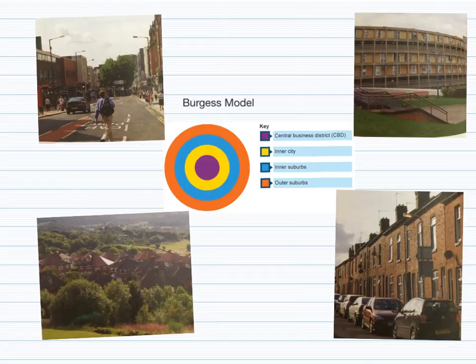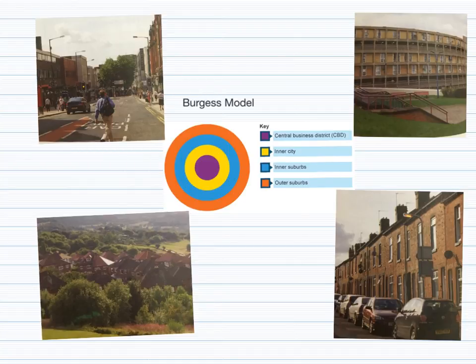So what I want you to do is, from the pictures, try to identify which parts are Central Business District, inner city and the suburbs. I'm going to give you a couple of minutes to do that. Okay, so hopefully you've had a chance to do that. I'm going to go through the answers now.